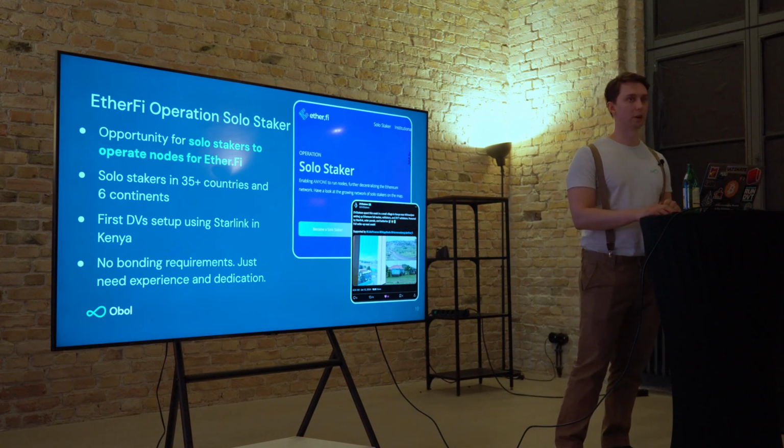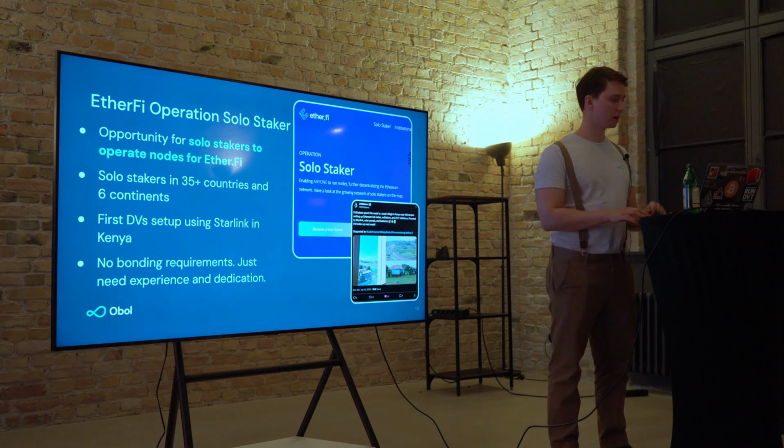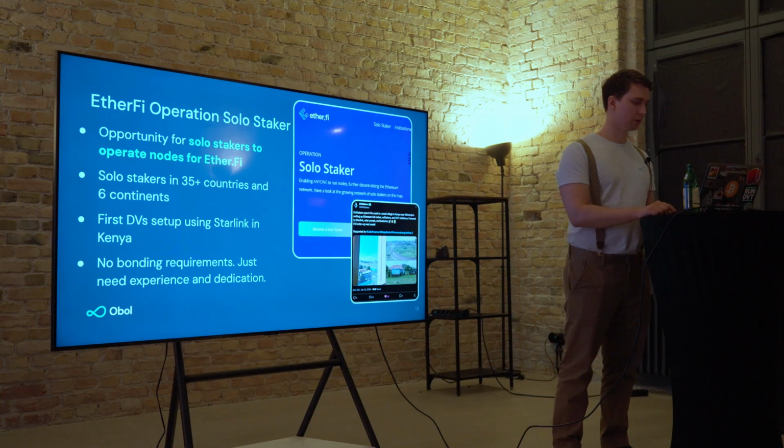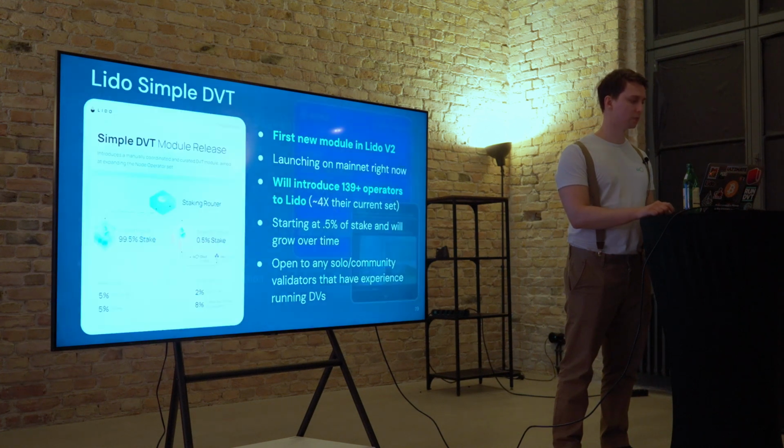And yeah, this did not have any bonding requirements, so you didn't need to bring your own ETH. They gave you the ETH. They obviously screened the applicants and stuff, so they had pretty high confidence in these people.